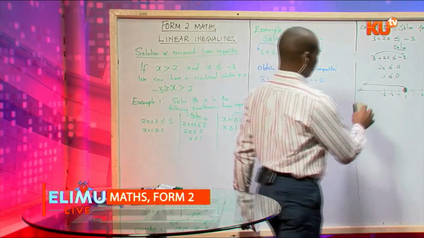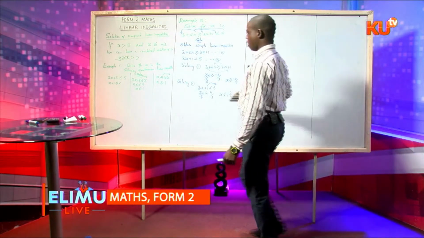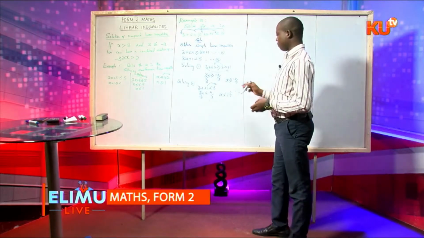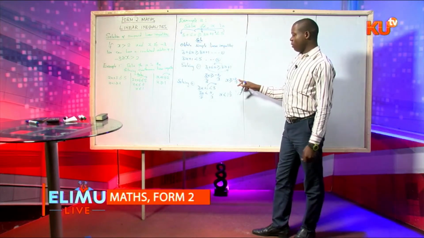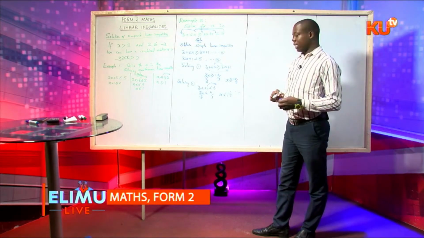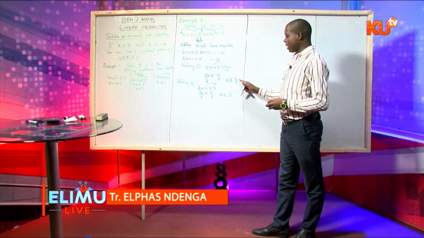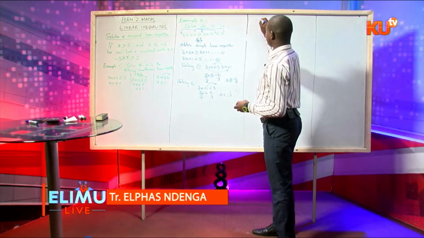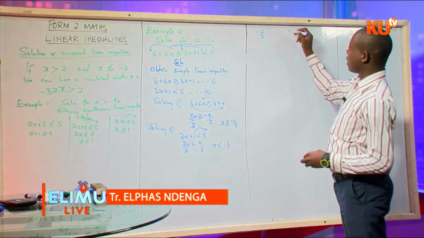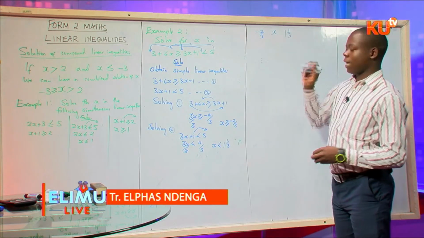If we combine these solutions, then we can have a combined solution of this kind. Between -2/3 and 1 1/3, which one is greater and which one is less than the other? You realize -2/3 is the smallest, so we write -2/3. And the largest is 1 1/3, so 1 1/3. And they are all solutions of x.